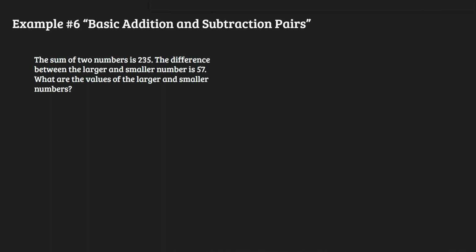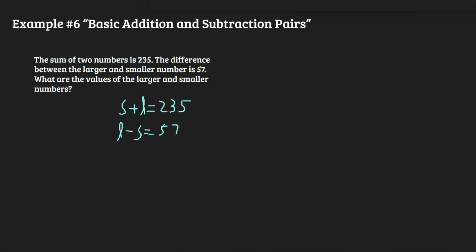So the first thing we get in this problem is the sum of two numbers is 235. So what that means is that we have to remember that the sum means addition. So that means the smaller number plus the larger number is equal to 235. And then the difference between the larger and the smaller number is 57. So that means the larger number minus the smaller number is equal to 57. So what are the values of the larger and smaller numbers?